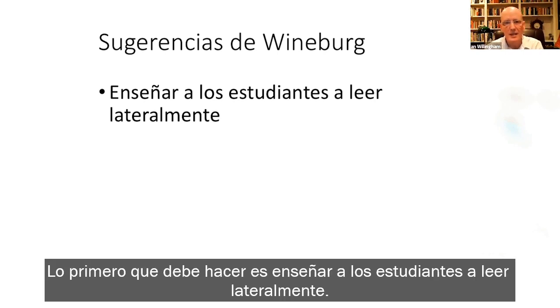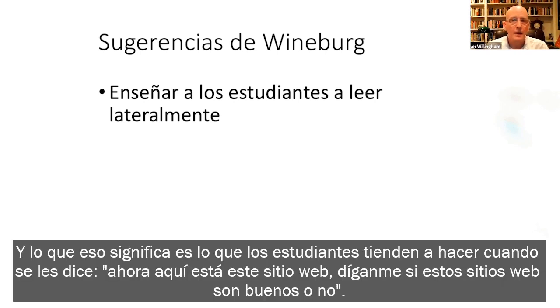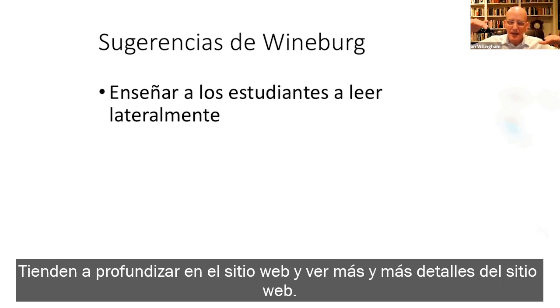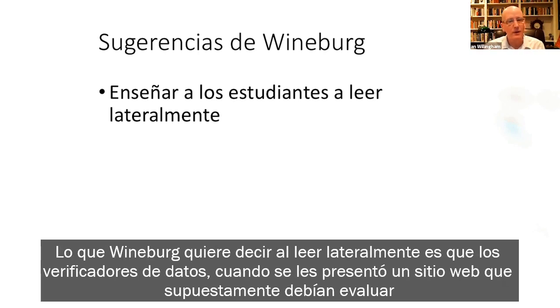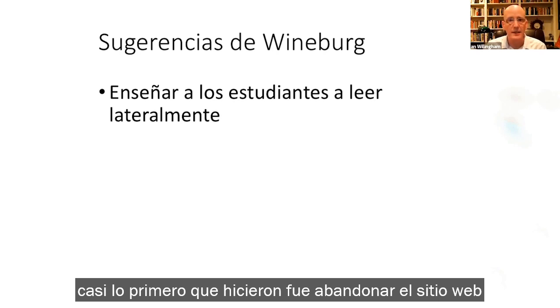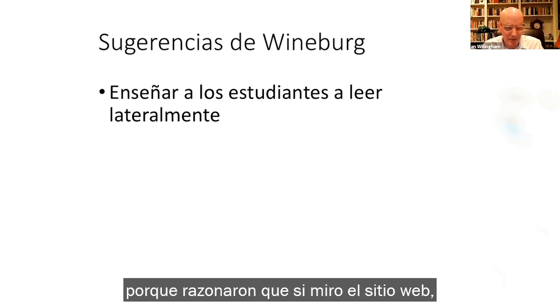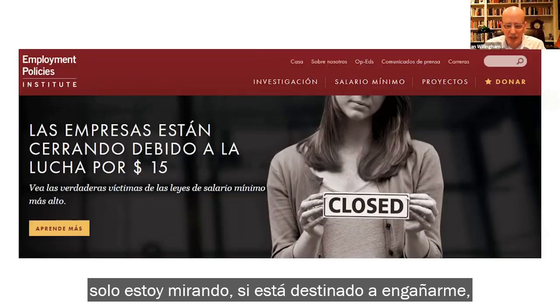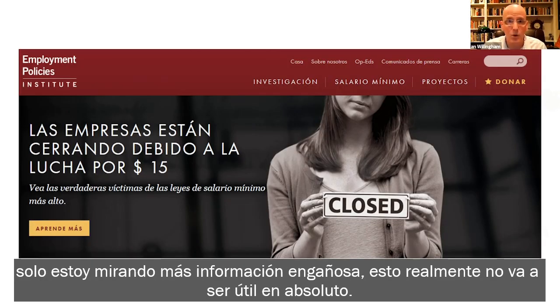First thing to do is to teach students to read laterally. And what that means is, what students have a tendency to do when they're told, here's this website, tell me whether or not this website's any good, is they tend to go deeper into the website and look at more and more details of the website. What Wineburg means by reading laterally is that the fact checkers, when they were presented with a website they were supposed to evaluate, almost the first thing they did was leave the website. Because they reasoned, if it's meant to deceive me, I'm just looking at more deceptive information. This is really not going to be useful at all.